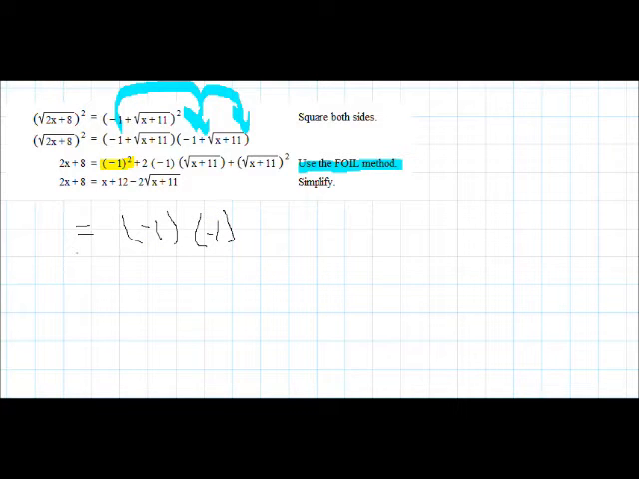Back to a black pen. The next thing is to distribute the -1 to the radical on where this is, right here. So I'm going to have plus -1 times square root of x plus 11.